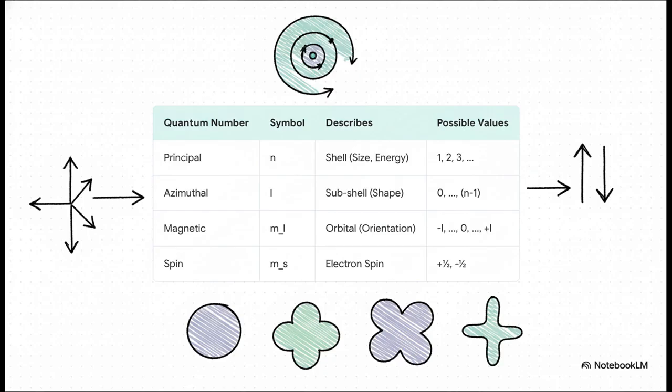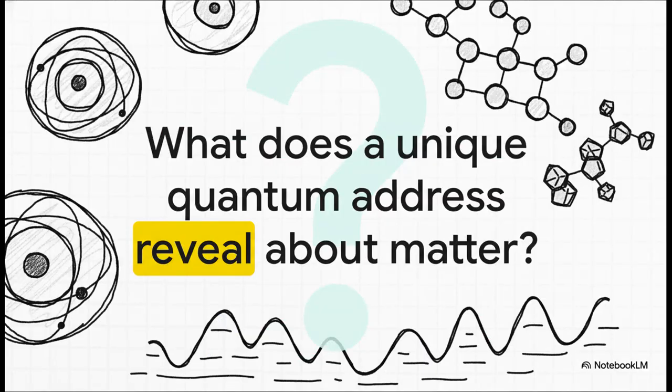You can see the entire story right here, starting with the principal number n that defines the overall shell, all the way down to the final spin, m sub s, that makes each and every electron unique. It's this perfect logical system where each rule builds on the one before it. So we'll leave you with this final thought, this rigid set of rules, this fundamental law that no 2 electrons can have the same 4 quantum numbers.